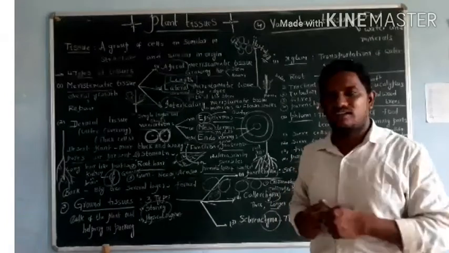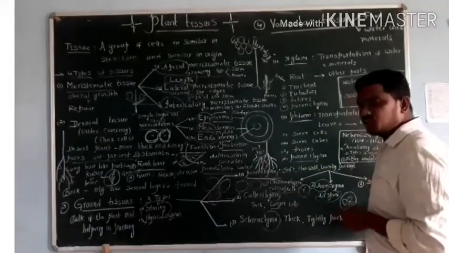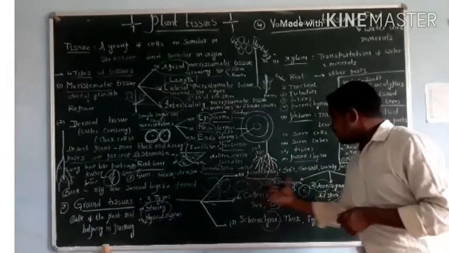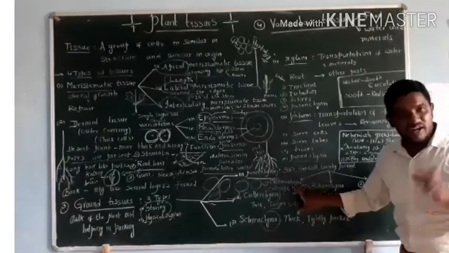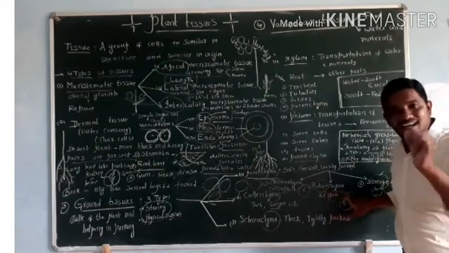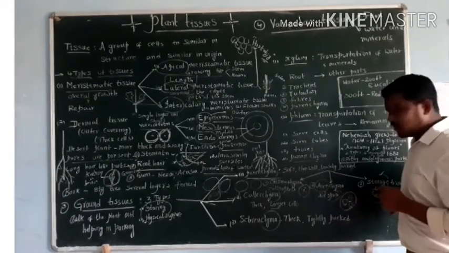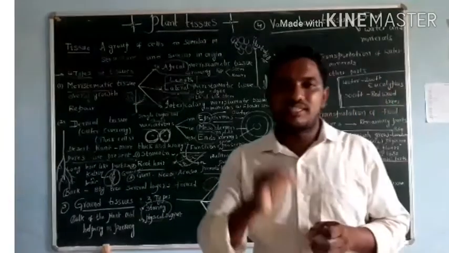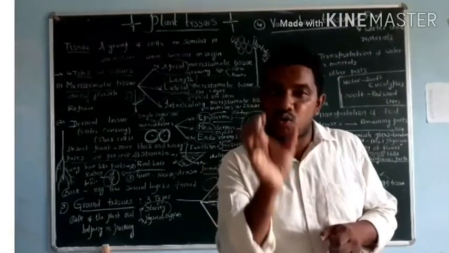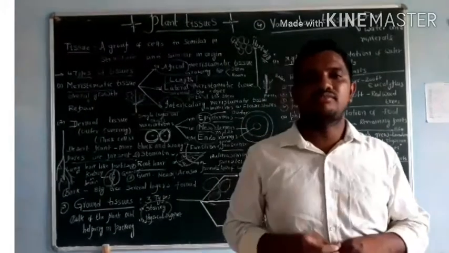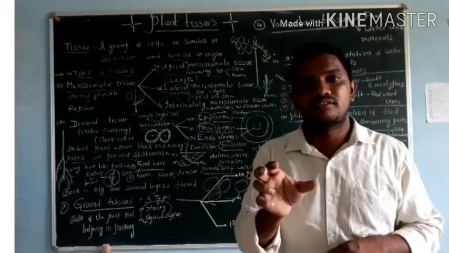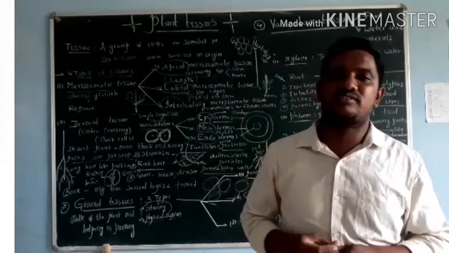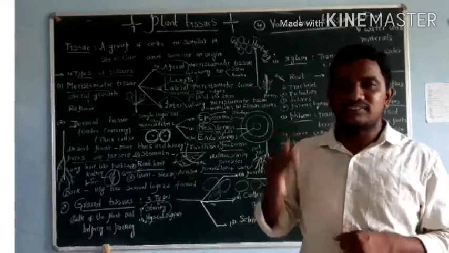That is called storage tissue. Remember, parenchyma is again classified into three types: chlorenchyma, aerenchyma, and third one, storage tissue. Chlorenchyma, as the term suggests, has chloroplasts present. This chloroplast helps in preparing food material by the photosynthesis process with the help of sunlight.